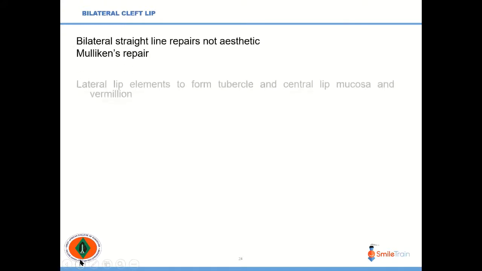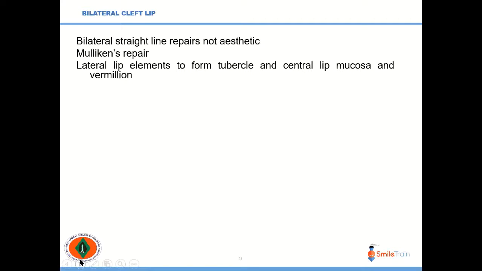Bilateral straight line repairs have been done, but really they are not aesthetic. And I recommend to us the Mulliken repair, in which the lateral elements form the tubercle, the central mucosa, as well as the central muscle. And in this, the muscles are repaired in the midline so as to reconstitute the sling.